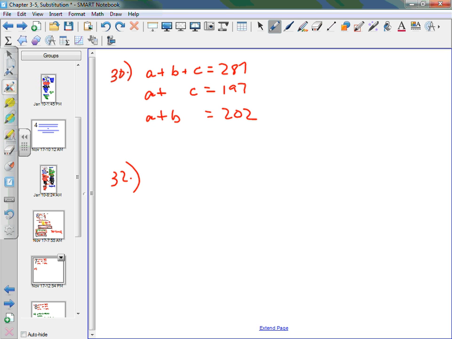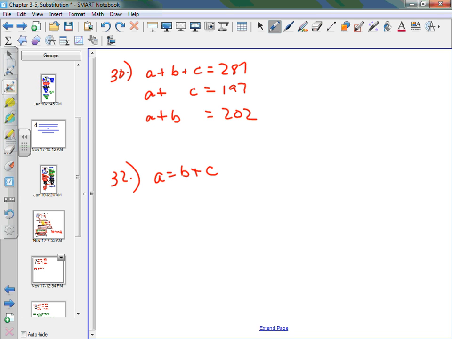A stadium has 49,000 seats. Seats sell for $25 in Section A, $20 in Section B, and $15 in Section C. The number of seats sold in Section A equals the total number of seats in Section B and C. So what's my first equation? A equals B plus C. That's one equation, but there was one before that.